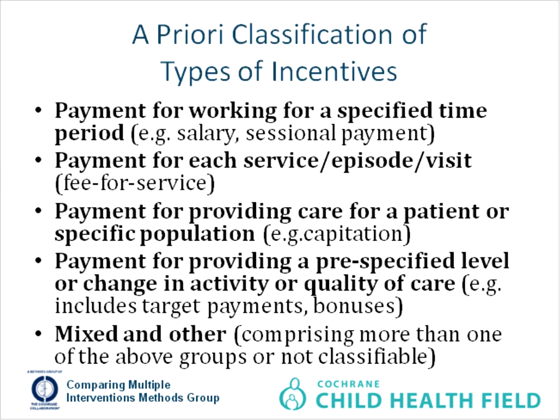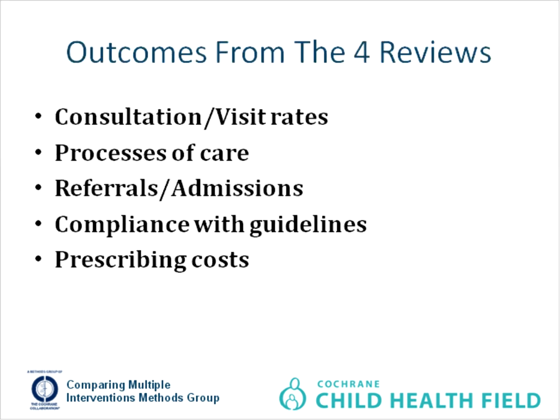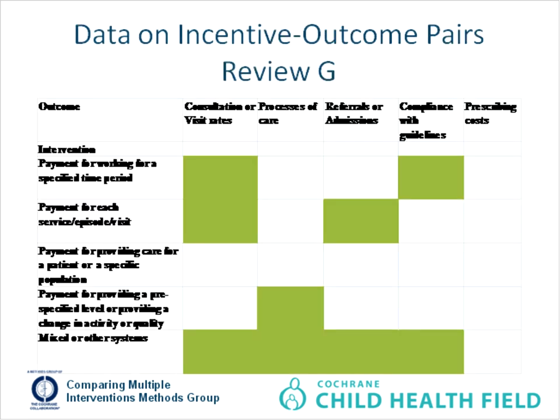So before starting the overview, they had their classification, and they had also their classification of outcomes, and they found this set of outcomes in the reviews that they could use. But then their plan was to put together this grid with the outcomes across the top and the interventions along the side, and to be able to make some comments about the effects, relative effects of each of these interventions on each of these outcomes.